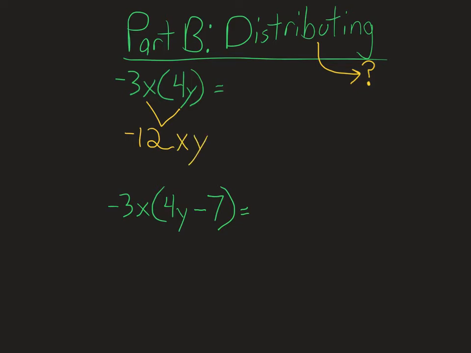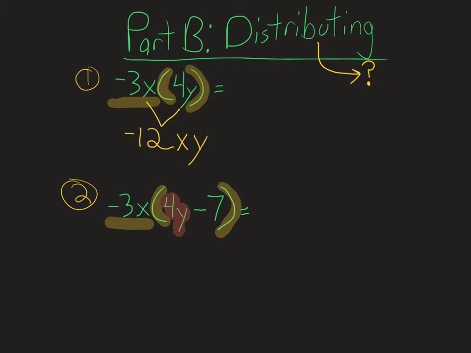We know that when we see these parentheses right up against this first term, this -3x, it's a multiply. Okay? Now, if we apply that same idea to problem 2, we'll call that problem 1, we'll call this problem 2. What we notice is everything's exactly the same. We've got parentheses right up against the -3x. The one different thing is that inside the parentheses, instead of just the 4y, there's also a -7. Okay? But we're going to do everything exactly the same way.